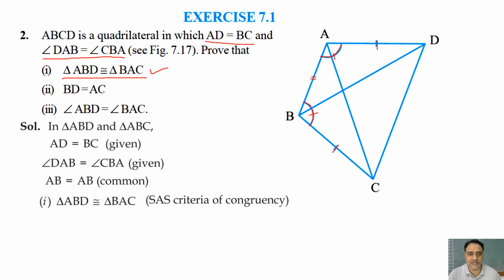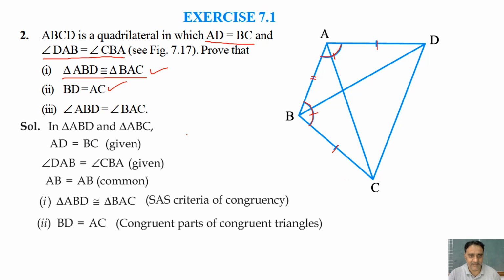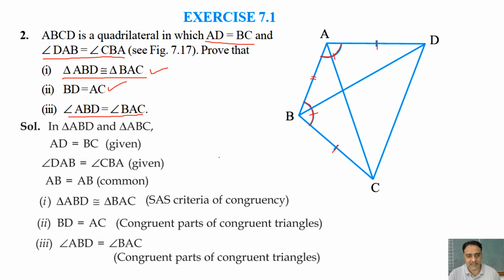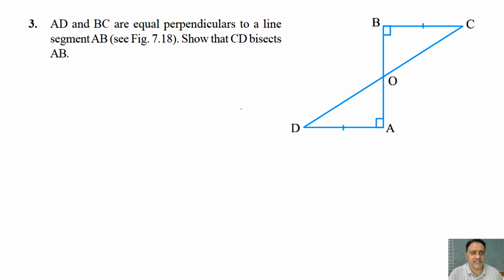So BD is equals to AC. Why? CPCT. CPCT, right? And angle ABD is equals to angle BAC. So this is also by CPCT. Any doubt in this question? No, sir. Okay, we'll see the third question.